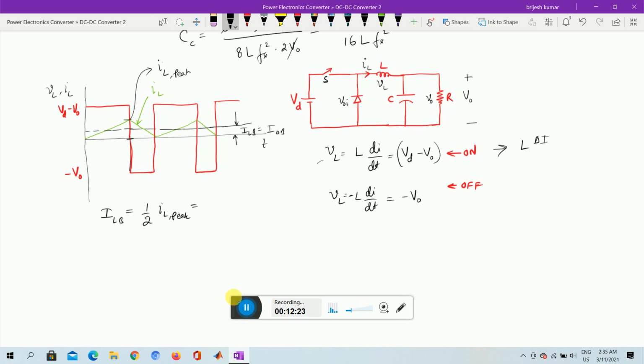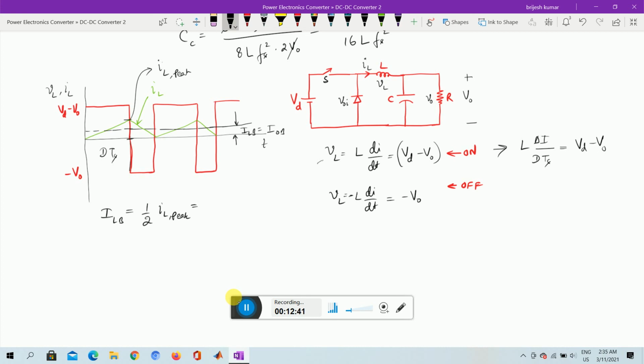del IL is the total difference. So we can write here del IL divided by dt. dt is the time during the on time. On time is dTs, which is equal to Vd minus V0.